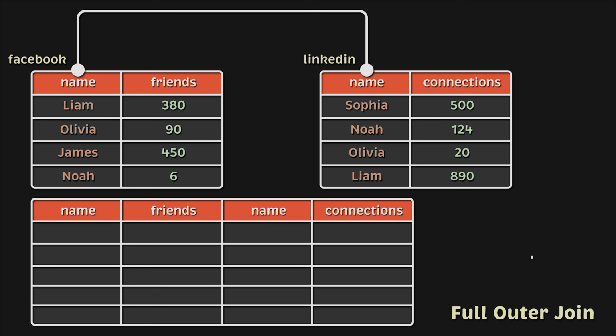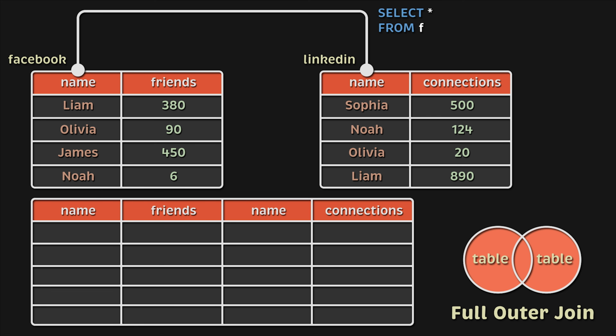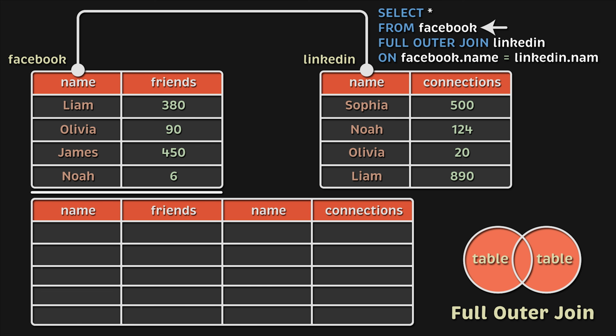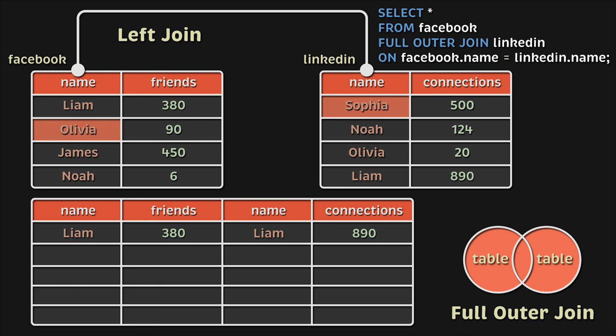Full outer join is the third most common type of join in SQL. It returns all records when there is a match in either the left, Facebook, or the right, LinkedIn, table records. First, this query finds matches and adds them to a newly created table in the same way as a left join. It starts from the left primary table and goes one by one.